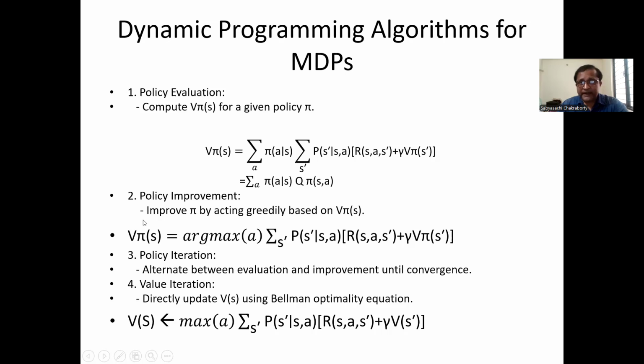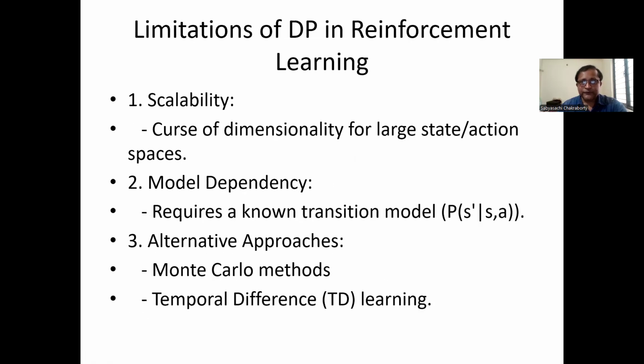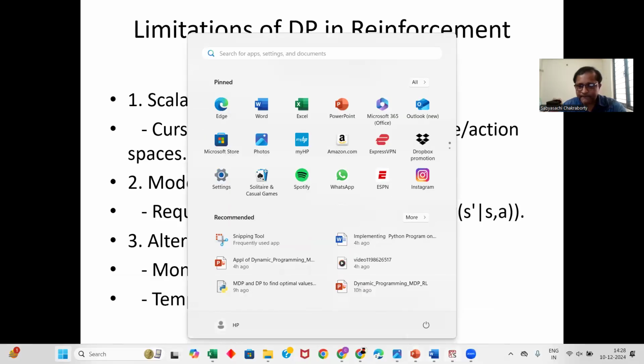So our main motto is to find three outputs: the optimal state value function, the optimal action value function, and the optimal policy. How to derive this? Let's open the Python program.